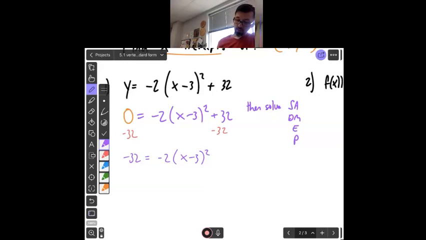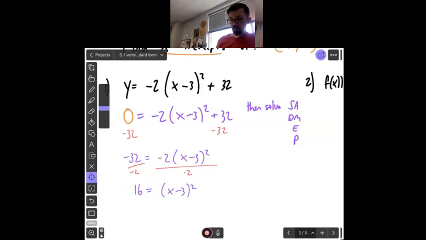And then I want to get rid of any multiplication, division. So get rid of the -2. So that's equal to 16, x minus 3 squared. Now we're down to the exponents level. Okay, so get rid of the exponent. So of course we square root both sides to do that.